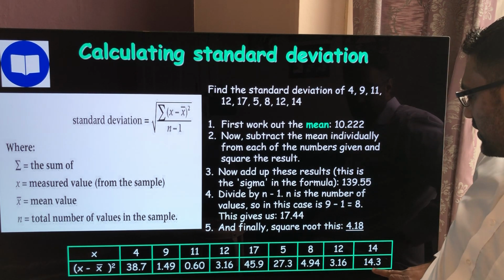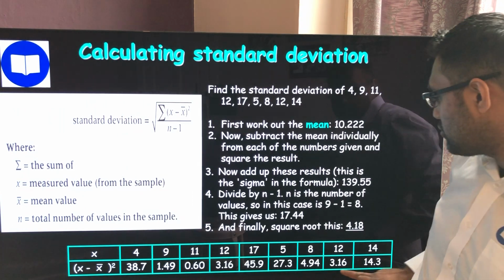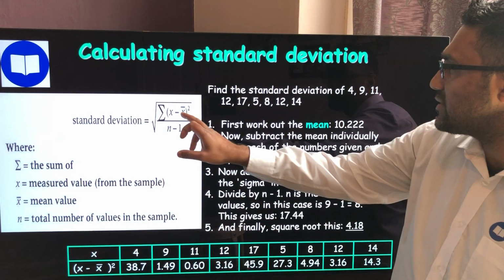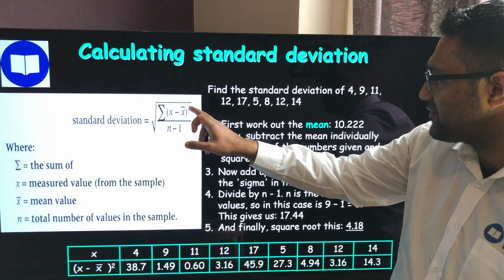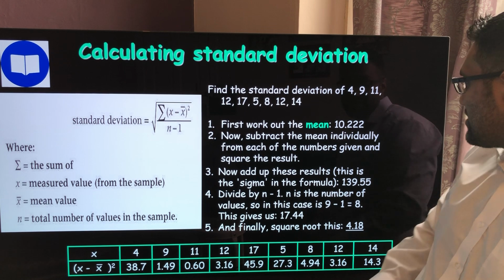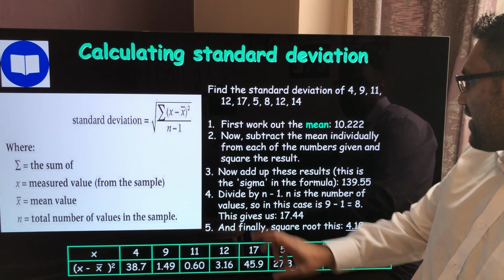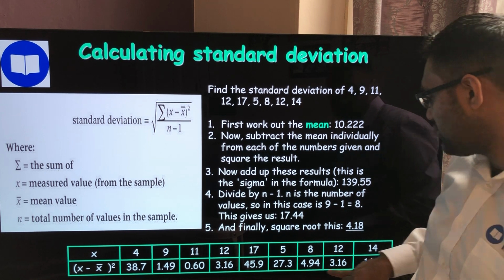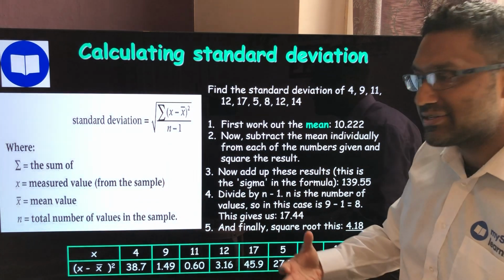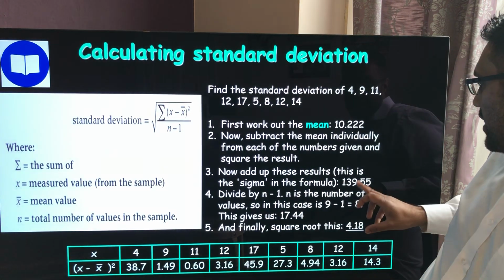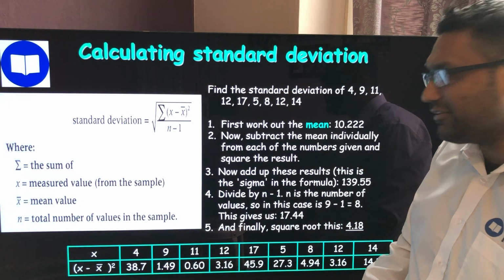You can see there's a lot of calculations to do, right? So I've got all of these individual data, take away the mean, and I've squared them, and then I get all of these numbers and I need to add them all up. So if I add them all up, it gives me that 139.55. So just try it out, okay? I might have made a mistake, I sometimes do. So add them all up, you should get 139.55.